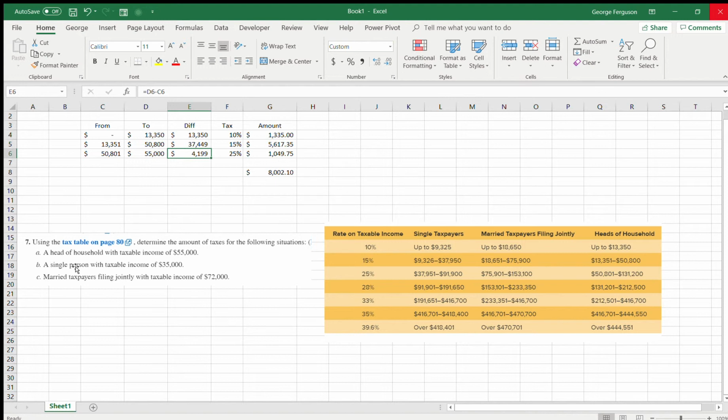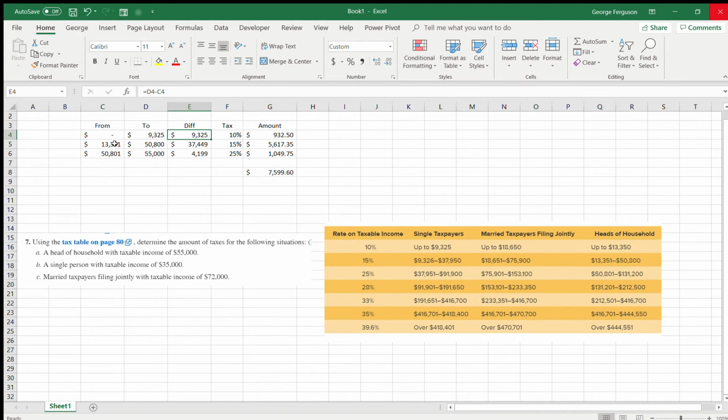Let's look at B, a single person with a taxable income of $35,000. So if you look in the single, okay, up to $9,325 is taxed at 10%. So we're going to say $9,325. It's taxed at 10%, so there's $932 there. The next level is $9,326 to $37,950. Now you see that right there, the max on that at 15% is more than the $35,000.